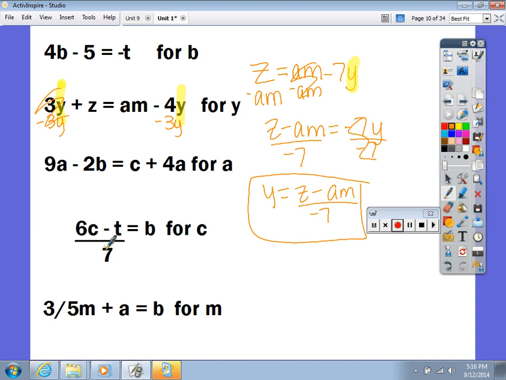This one, we could break it apart just like our former one, or we could just say this is over 1, so I got to multiply by 7, because that would be the common denominator, or just by the inverse, whatever you want to say. And then you would get 6c minus t equals 7b. And then to get c by itself, you would add t. And make sure you remember that these are not like terms, so you just tack it on the back. Then you would just divide by 6. So this would be your final answer.